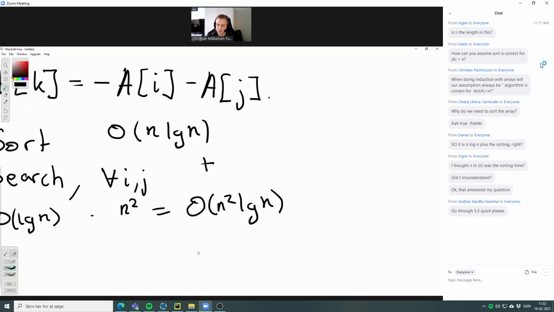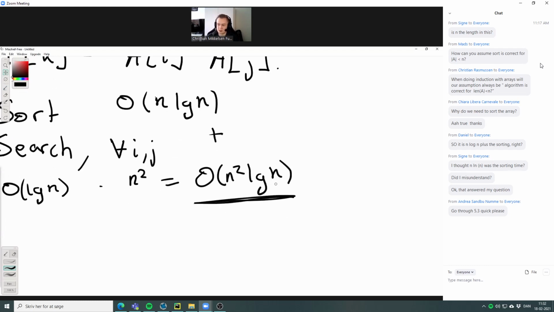So now we take the sum of these. Which one of them dominates? Well, this one dominates, right? n squared log n is definitely larger than n log n. So we get O(n squared log n).